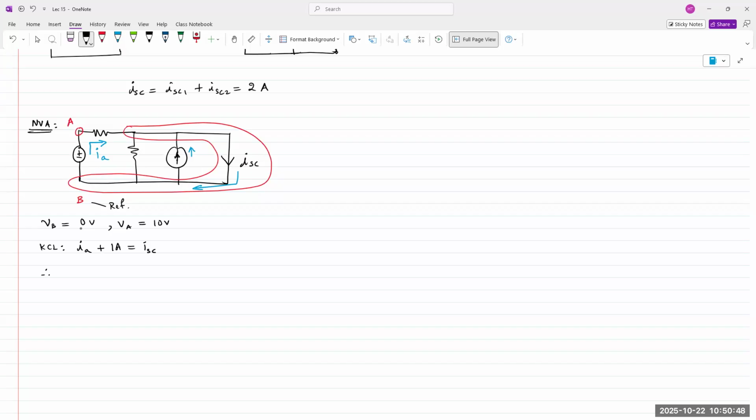IA can be expressed as VR1 divided by R1. VR1 can be expressed as VA minus VB, divided by R1. VA minus VB is 10 minus 0, divided by R1, which is 10 ohms, plus 1. And so ISC is 1 plus 1, 2 amps. Same answer.